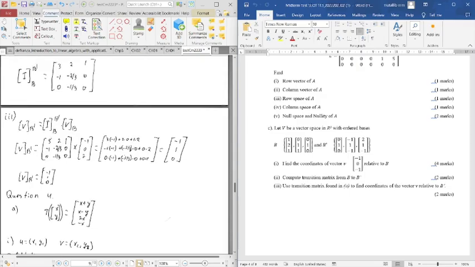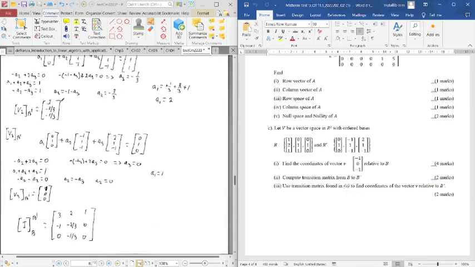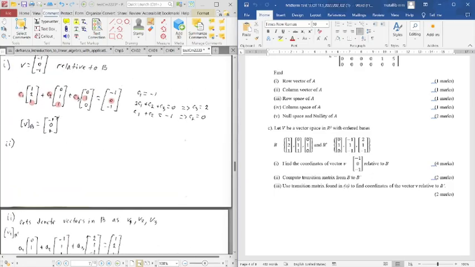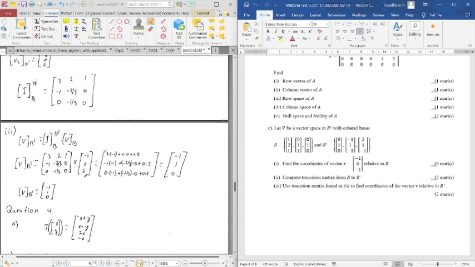So we just substitute, this is our transition matrix times our given vector, the vector relative to B. So we found vector relative to B in the beginning already. It was equal to -1, 0, and 2. So times -1, 0, and 2.